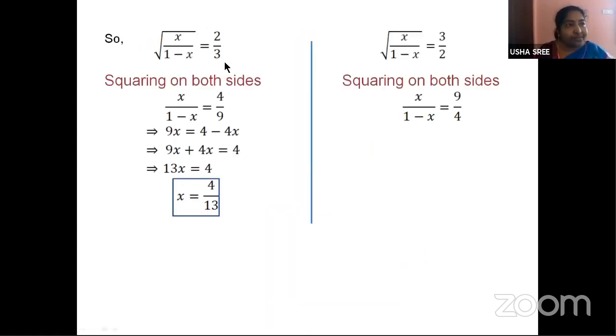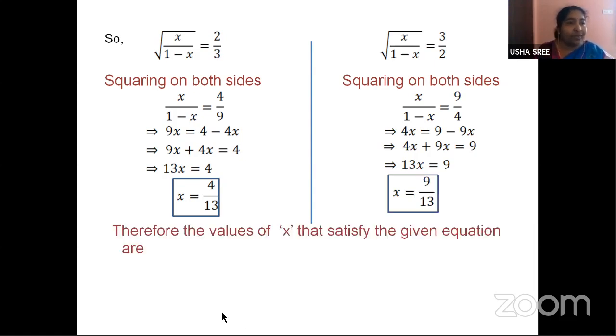So after the substitution of the value of k, we got these values. x is equal to 4 by 13 and x is equal to 9 by 13. So the required values which satisfy the equation will be 4 by 13 and 9 by 13.